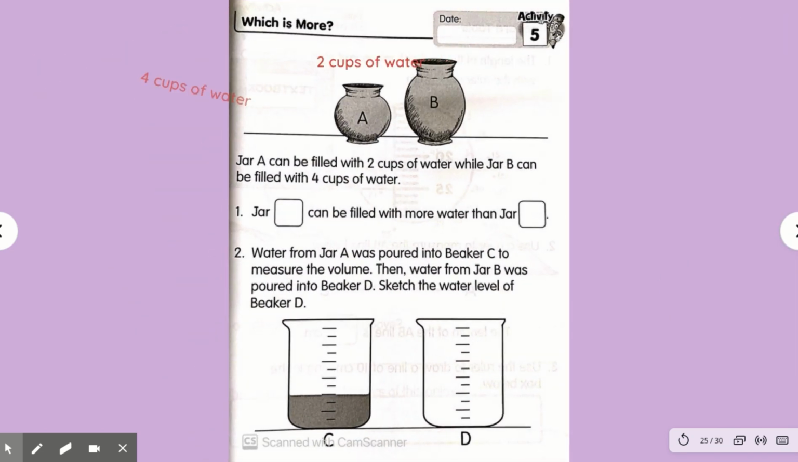Now, let's take a look at the answer. Yes, we have it like this, isn't it? This is the water level of beaker D. So you can count from 1, 2, 3, 4, 5, 6, 7, and 8.